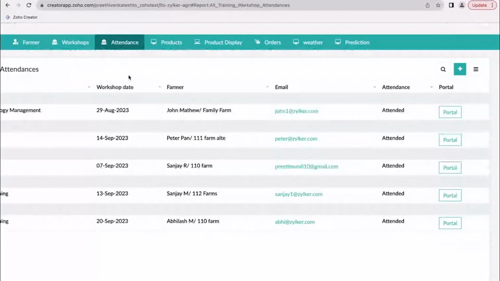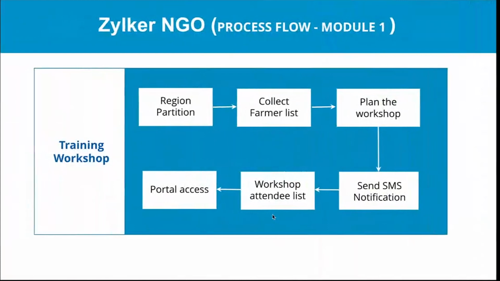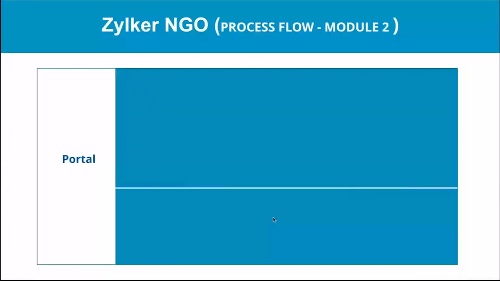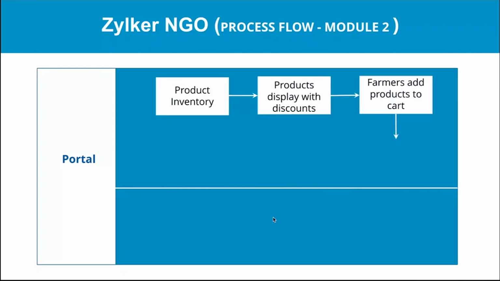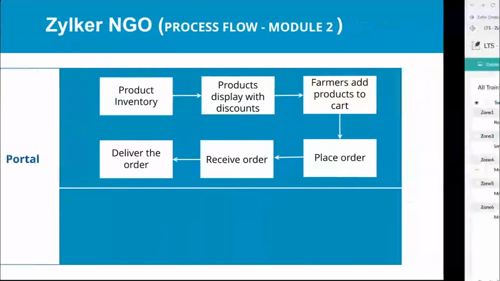After I create the portal, I have brought all the farmers under a particular region into my application by giving them portal access. After giving the portal access, the next thing I'm going to do is manage an inventory, display the products, and let the farmers perform the necessary actions on those products.